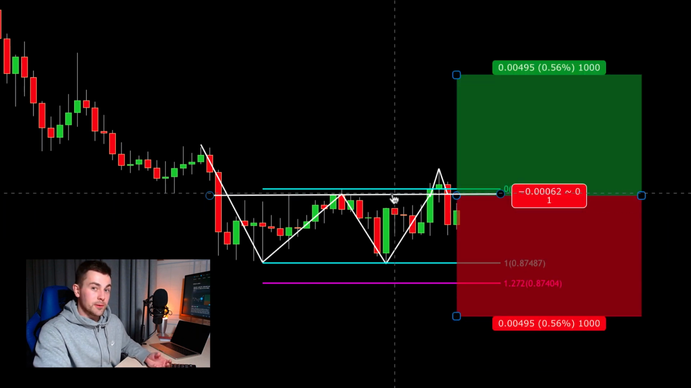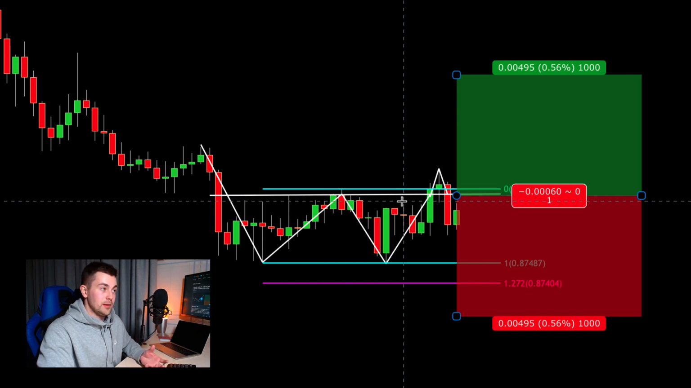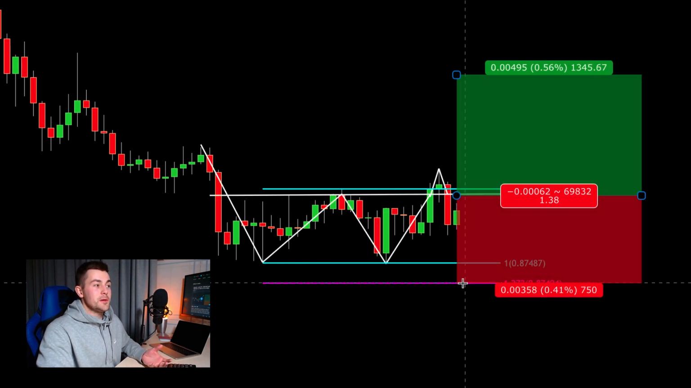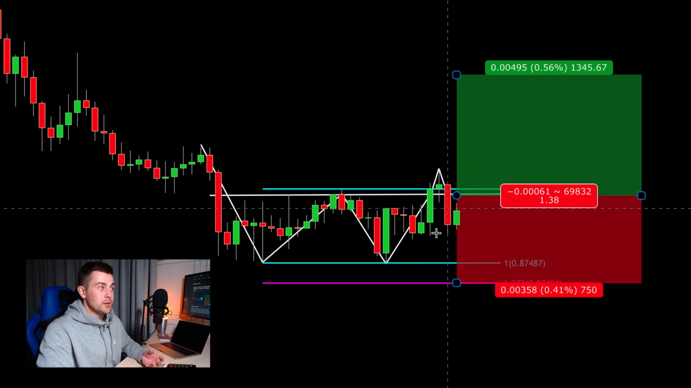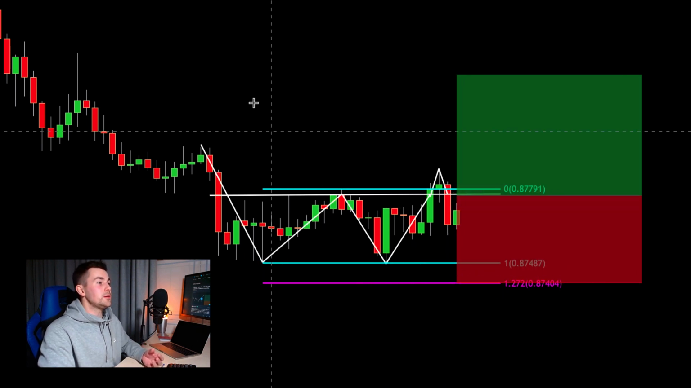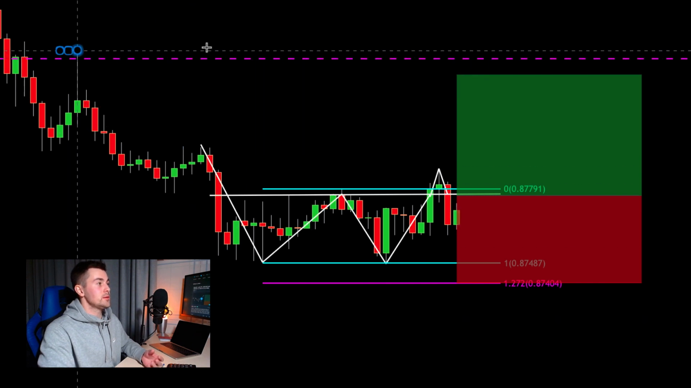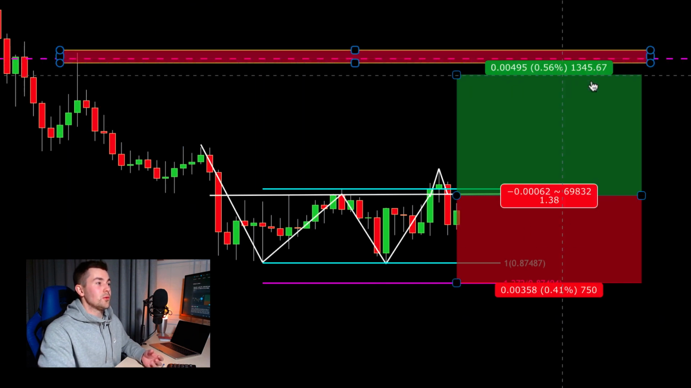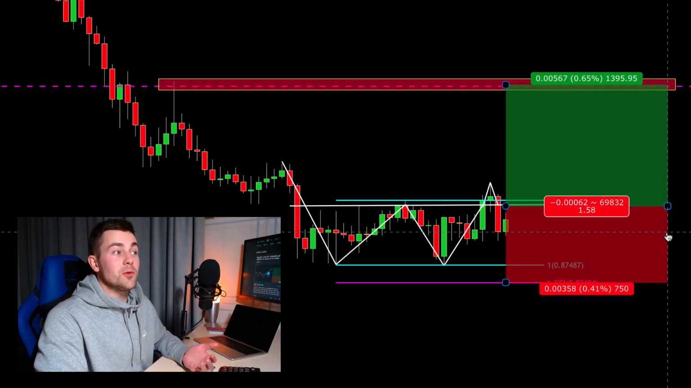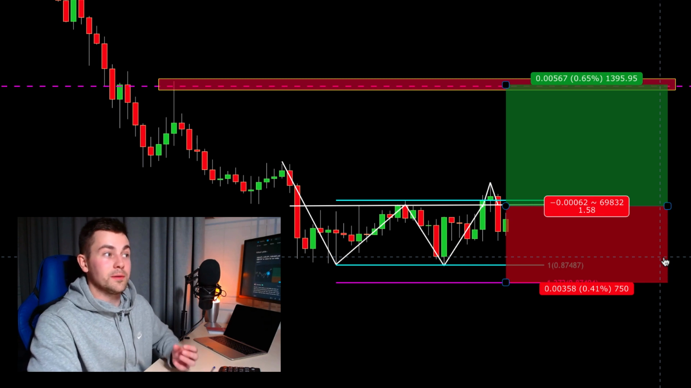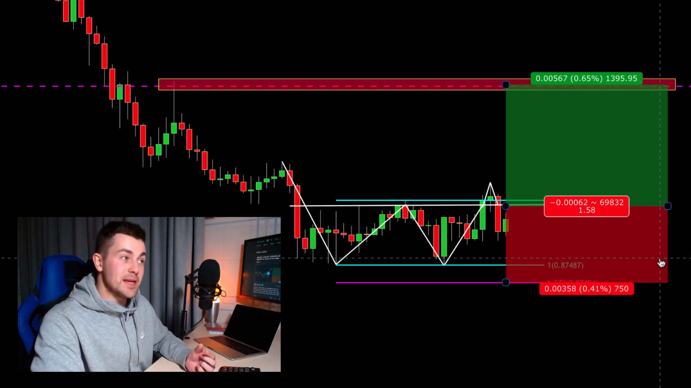Our entry is the neckline. Yes, our entry is the neckline of the double bottom. Our stop here is below the low, yes, and our target here will be the closest strong structural resistance. Yes, and as you can see over here, we have quite strong structural resistance. So here's our trading position.